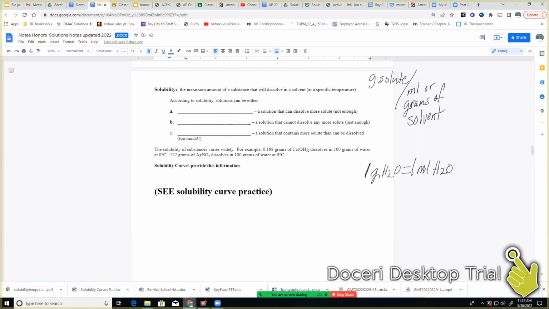All right, so we are looking at an unsaturated solution. So that's a solution that can dissolve more solute. At that point, it does not have enough. And those types of solutions are shown on a solubility graph below the line.